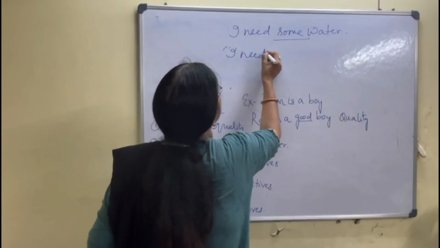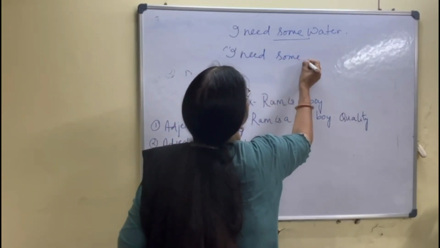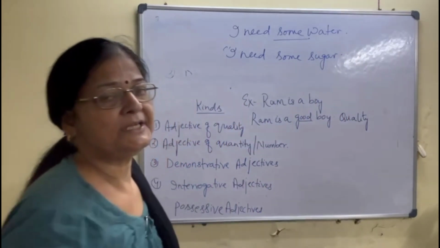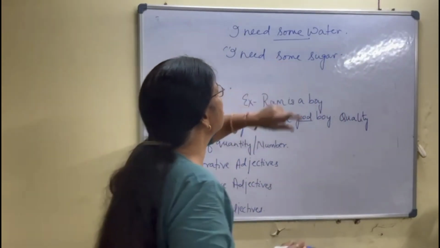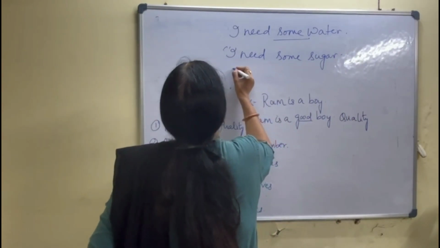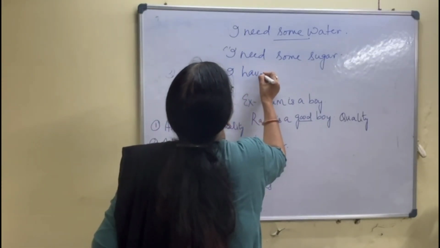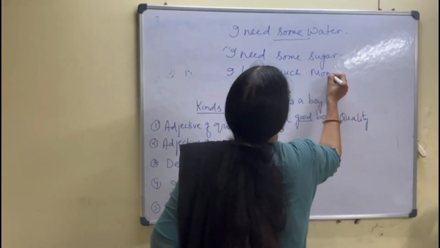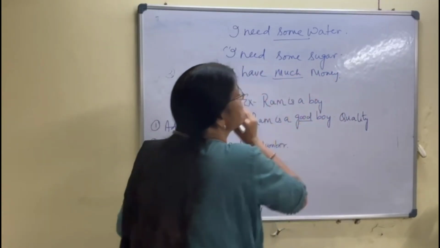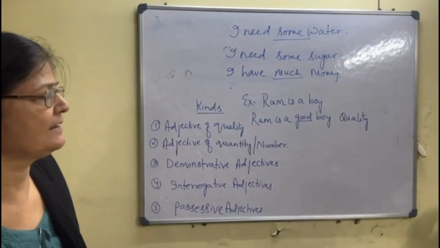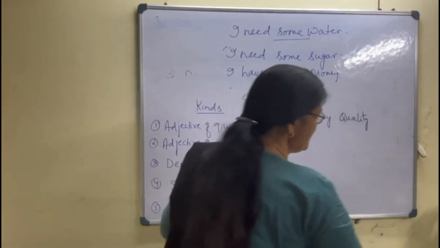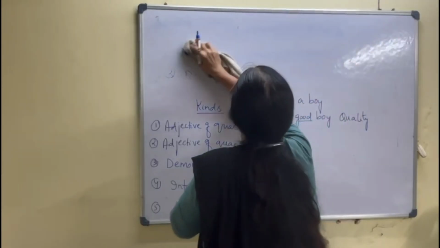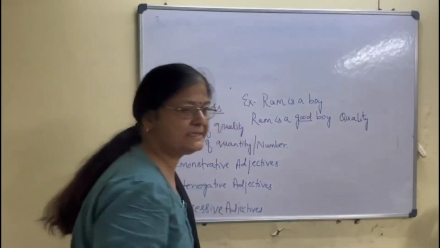I need some sugar. मुझे कुछ चीनी चाहिए. I have much money. Much again shows the quantity of money that I have. So some, much, these words show the quantity of a noun and hence are called adjectives of quantity.